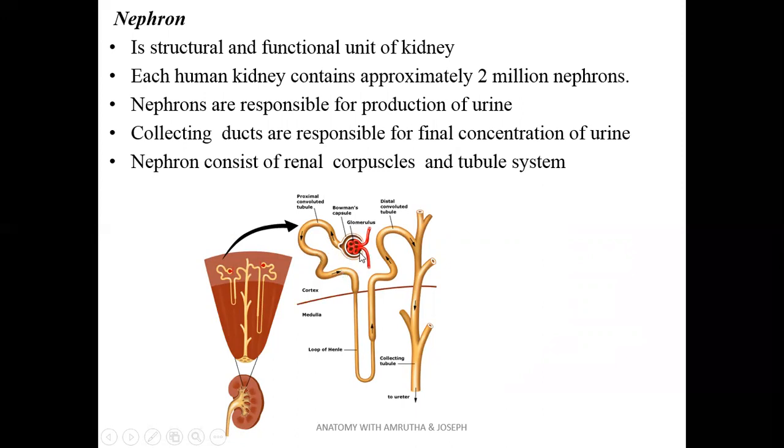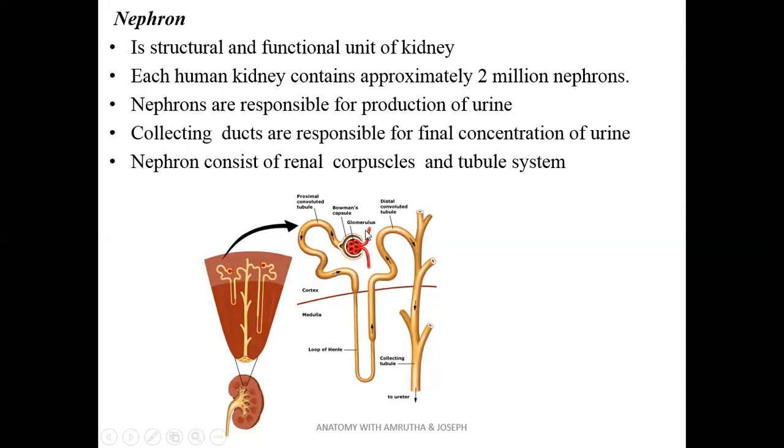Initially, when the blood is filtrated, there are a lot of things which might be required for the body that have to be absorbed when the filtrate passes through the nephron, through different parts of the nephron. So at the end of it, the urine, the final product, would be concentrated after absorption of necessary things.